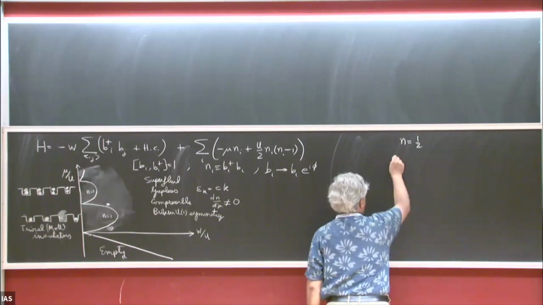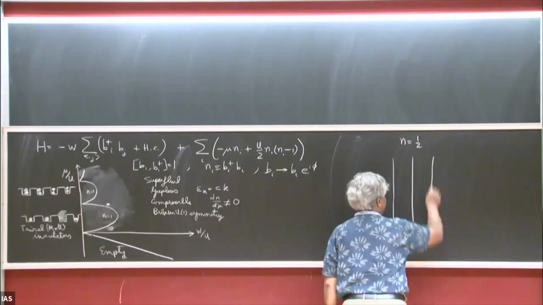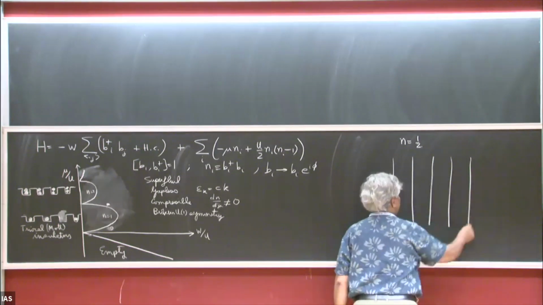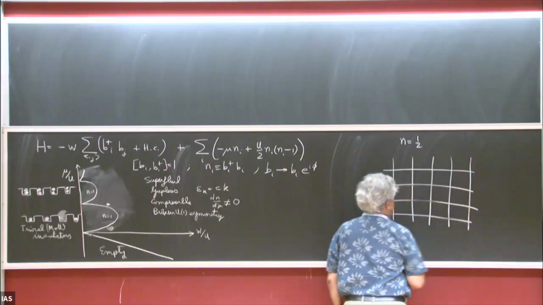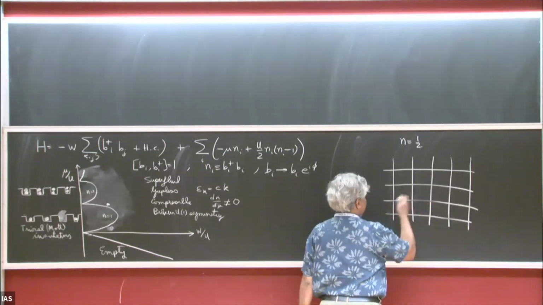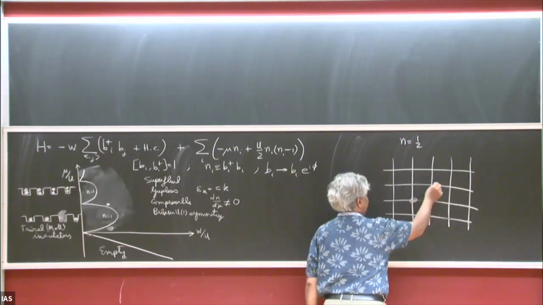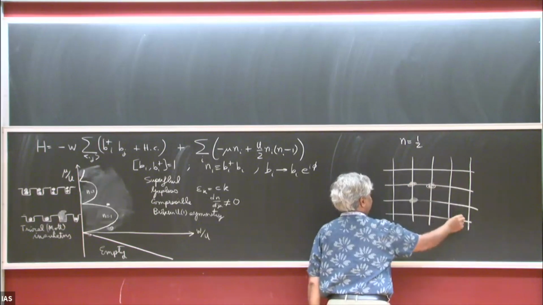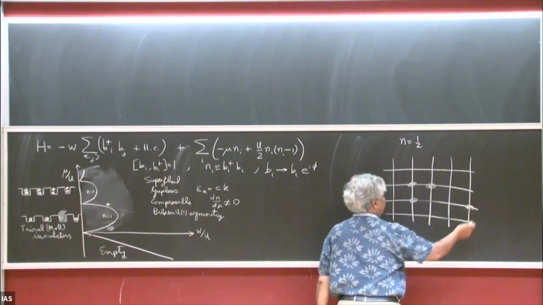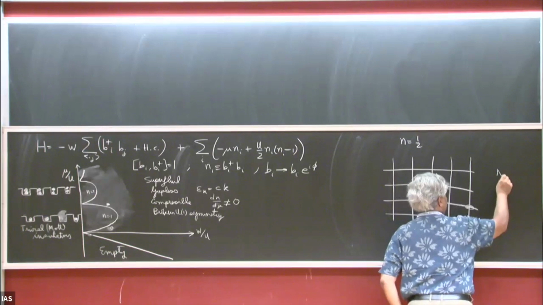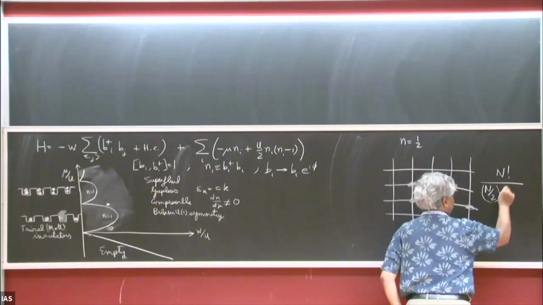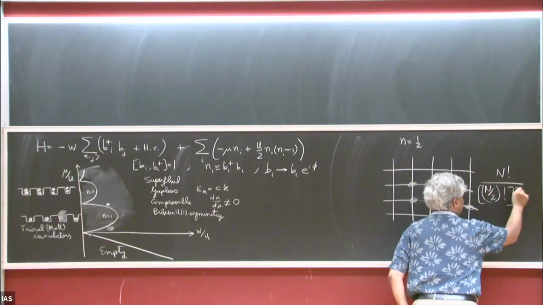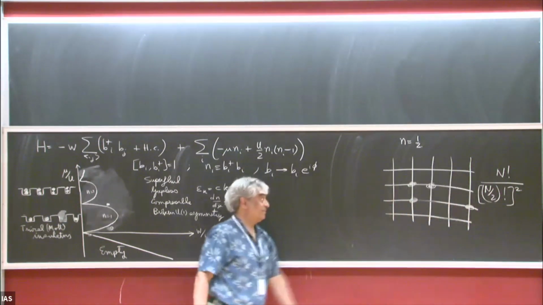So how do you do that? Let's just take the case of a square lattice. There are many ways of doing it. You just fill half the sites. You fill them in any way you want, exactly half of them. And the number of ways you can do this is, of course, n factorial over n over 2 factorial squared. That's exponentially large in n.